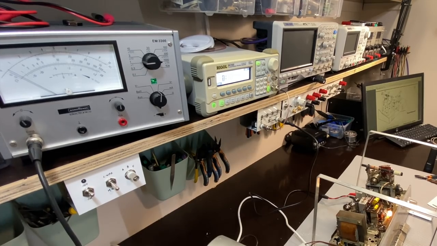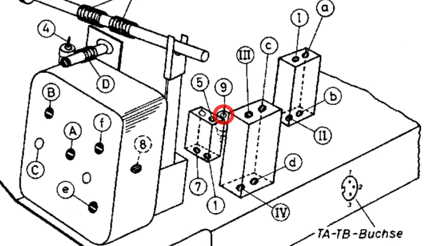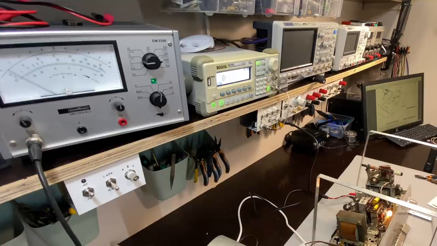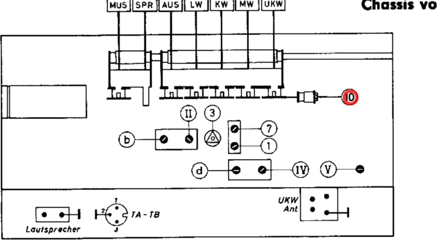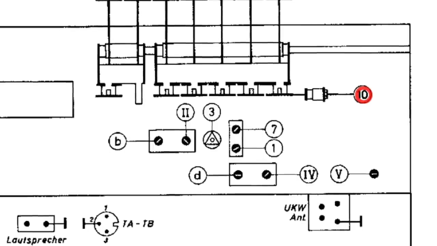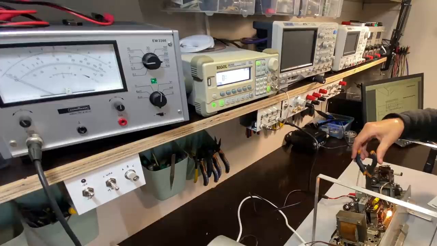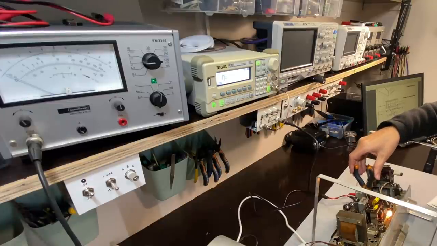Let's see where 9 and 10 are. Okay, 9 is very accessible. Where's 10? And so is 10. So let's see if we can do it. 9. Now here you've got to be very careful. Metal screwdriver, metal pliers going in there.